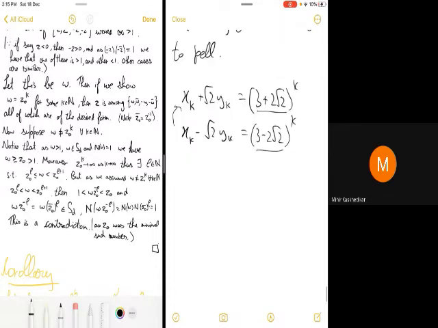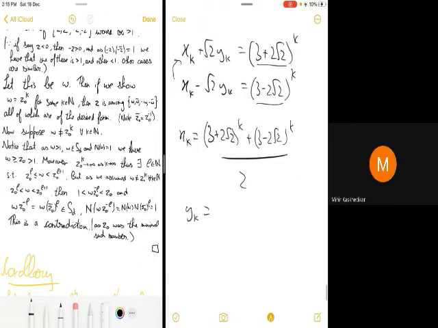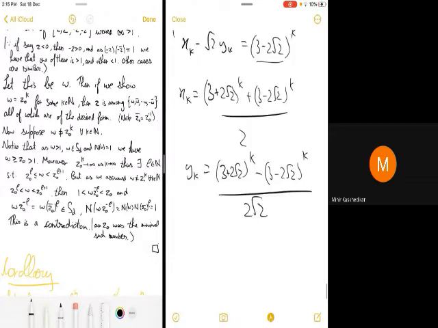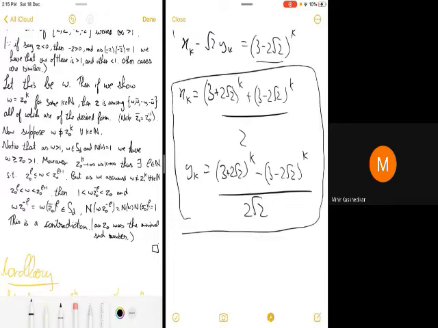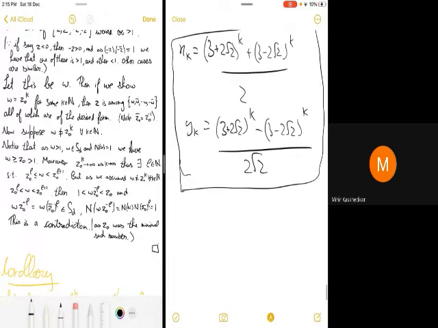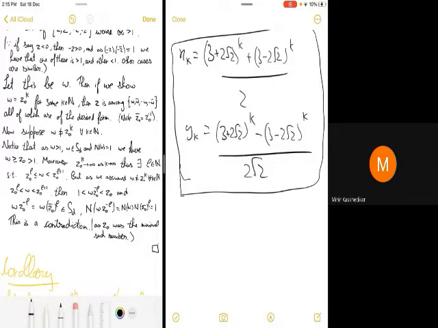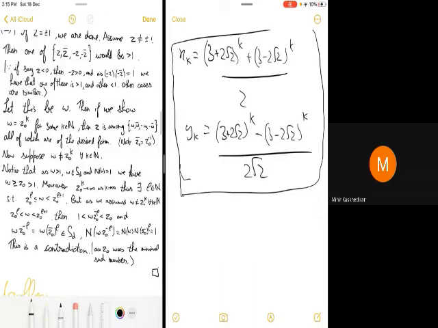And from that we have that xk is this thing, and yk is this thing. And note that you can prove that these are actually integers using the binomial theorem, for example.